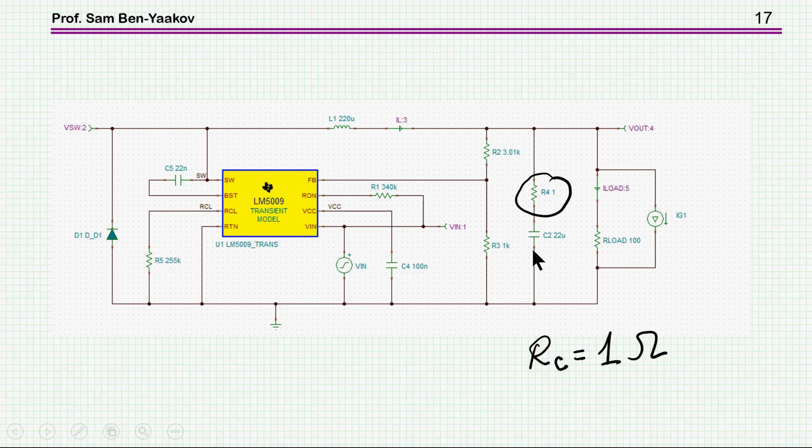Now, if you can tolerate this ripple, that's fine, there's no problem, and the ripple is not that large, we'll see it. But if you don't, then you can eliminate this resistor, put this capacitor, or even actually a larger one, and then inject the ripple with this auxiliary circuit that I've shown before.